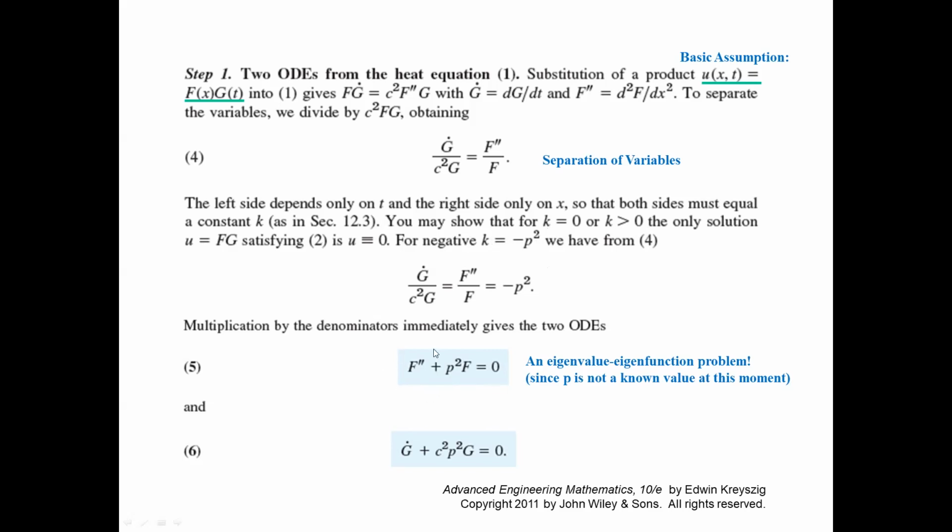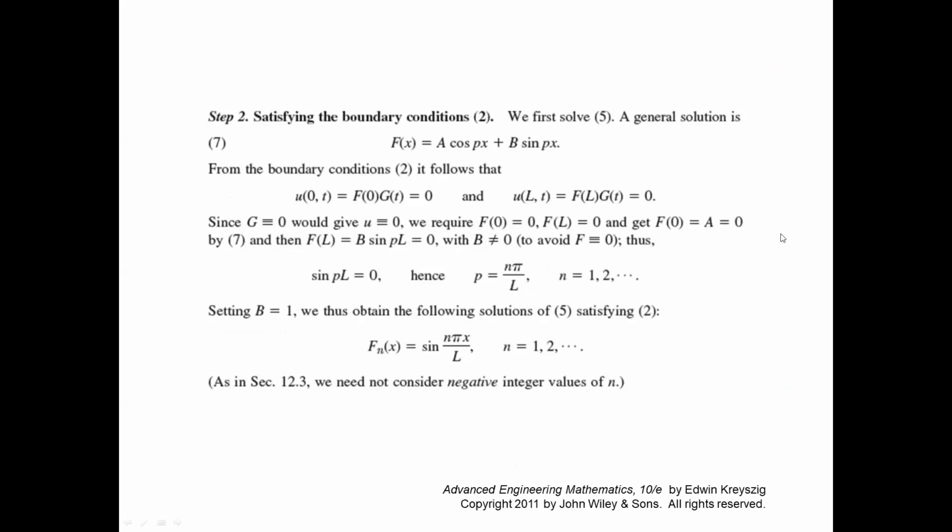If we want to solve this problem, we need to find the two related boundary conditions based on the given boundary condition. At the position x equal to 0, we have zero temperature. So we put the assumption in, F(0) G(t).